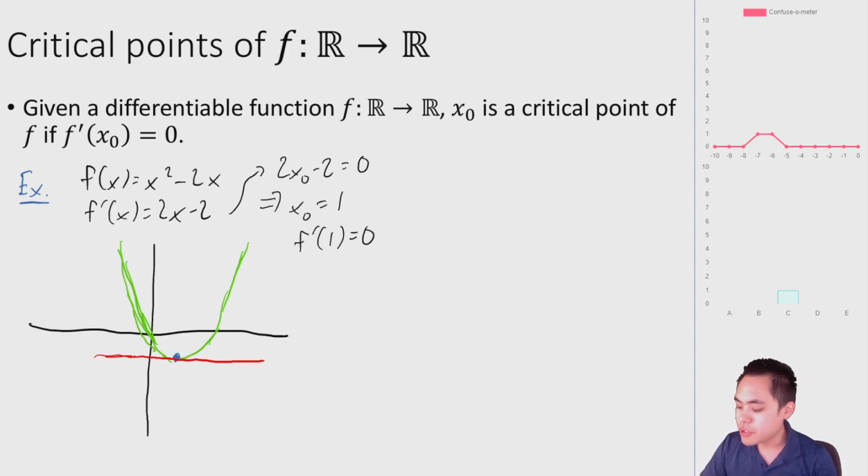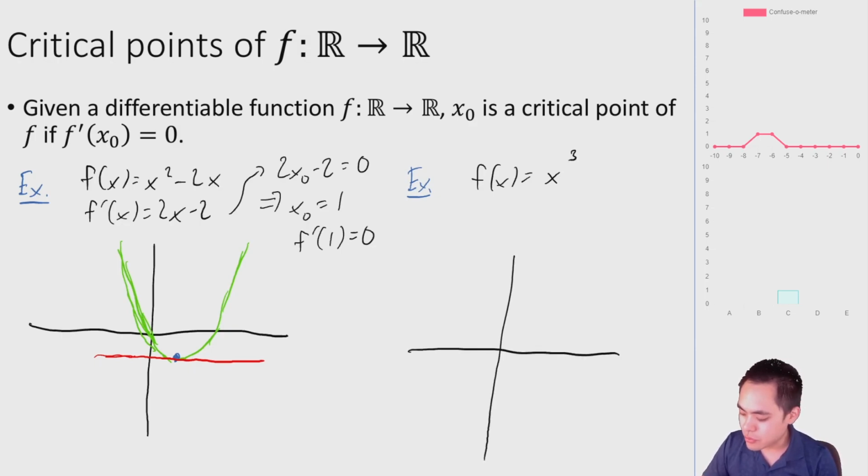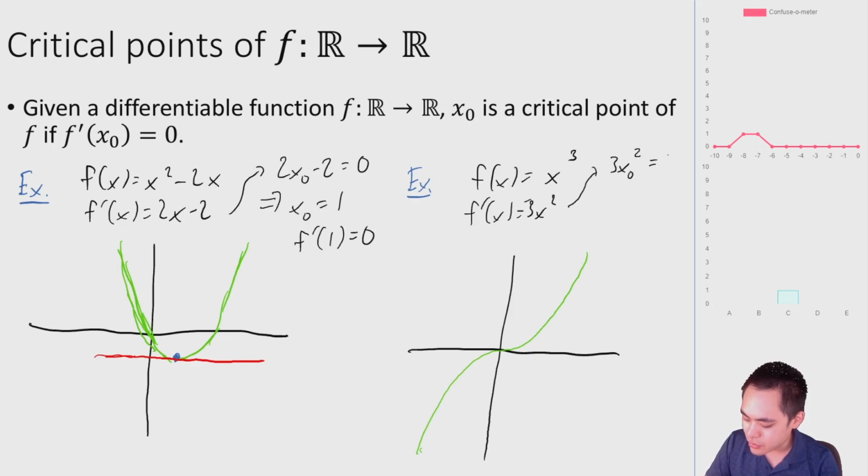Okay? Now, of course, just because it's a critical point doesn't mean that it's an extremum. So it doesn't mean that it's a maximum or minimum. You might have other examples. The classic one in one dimension is f of x is equal to x cubed. If you draw out the function, you're going to see something like that. And if you look for critical points, you say f prime of x is equal to 3x squared, and you set that equal to 0. So 3x naught squared is equal to 0, so x naught has to be equal to 0.